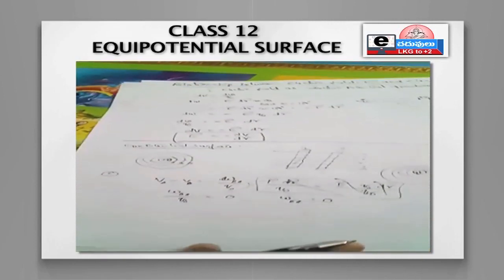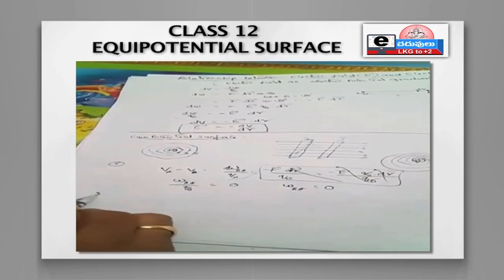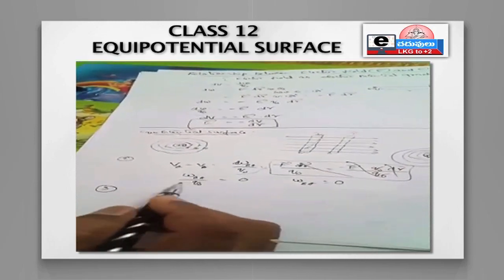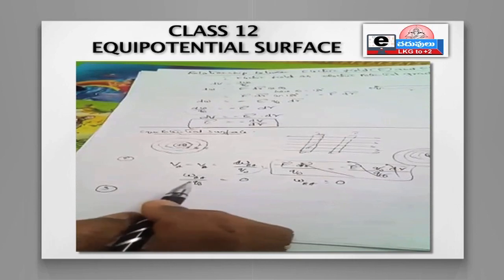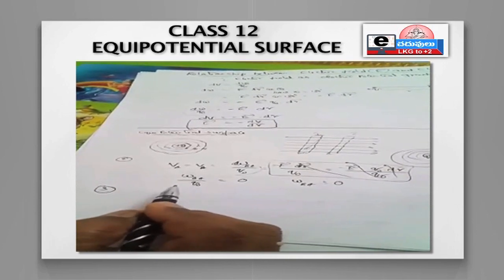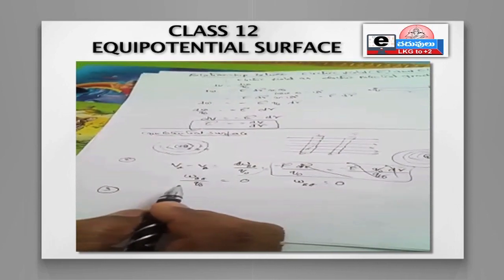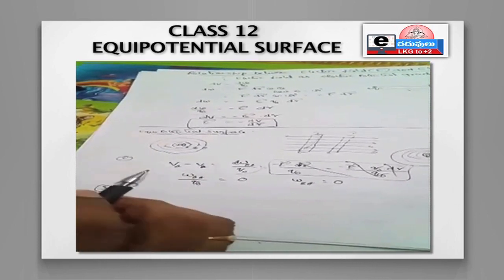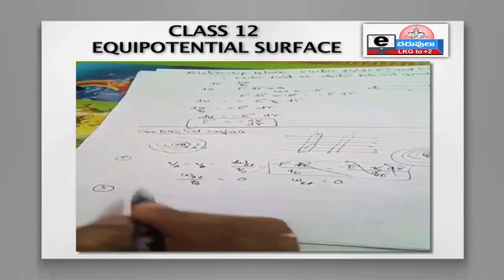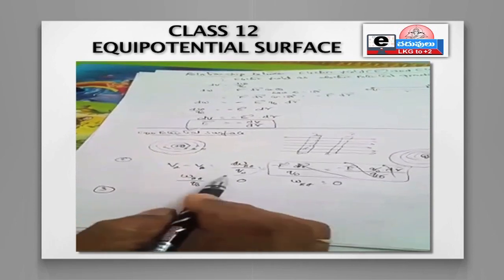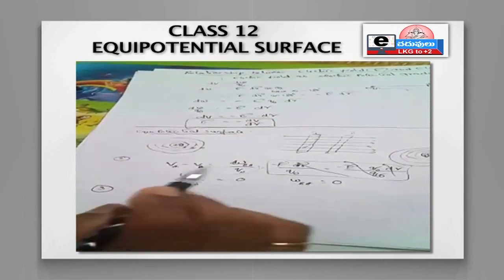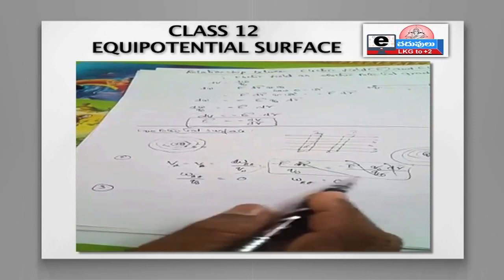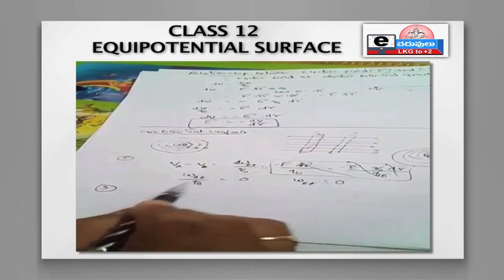The next characteristic is that the electric field lines are always perpendicular to the equipotential surfaces. Normally we studied this in the properties of electric field lines, that they originate normal to the surface. At that time I had not given the proof. Now I am going to give it, using the previous concept.